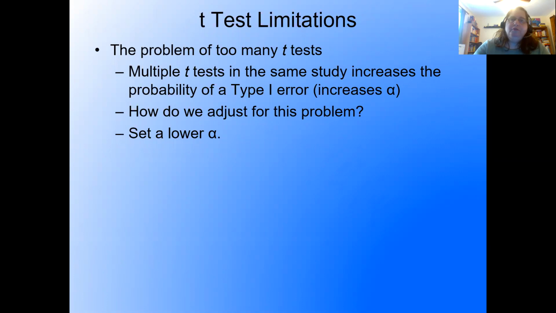Okay. But for now, what you could do if you really were stuck and had to run multiple t-tests in the same study, you could just reduce your alpha. Instead of having an alpha of 0.05, maybe you decide to have an alpha of 0.01 if you're running 3 different tests or 4 different tests. Okay.